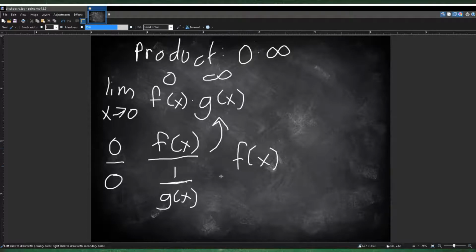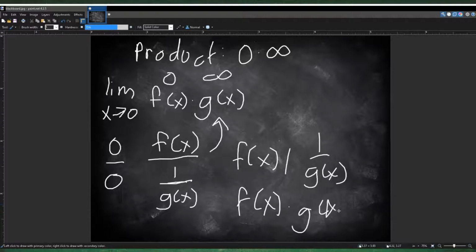Because f of x divided by 1 over g of x means you're dividing by something that's already a fraction. So you're dividing by 1 over g of x, which is basically the same thing as saying f of x times g of x. So these are both the same thing. You're just writing it in another form.